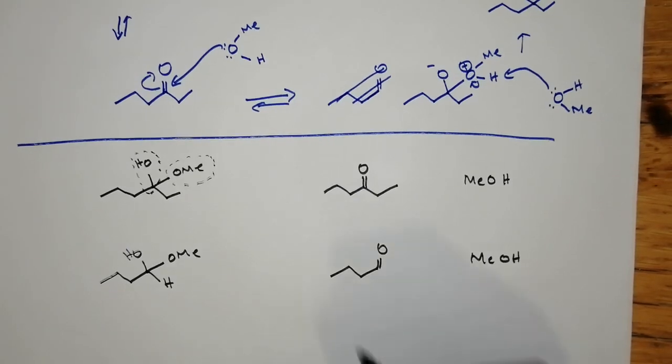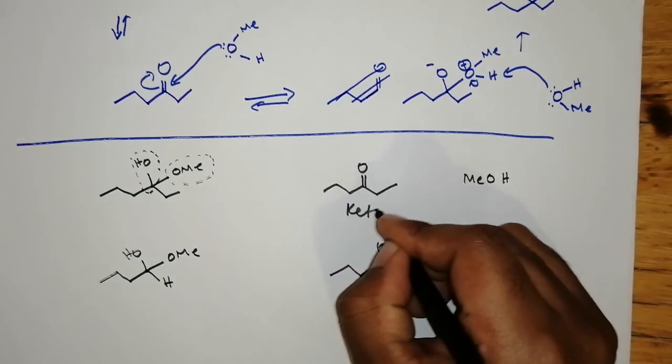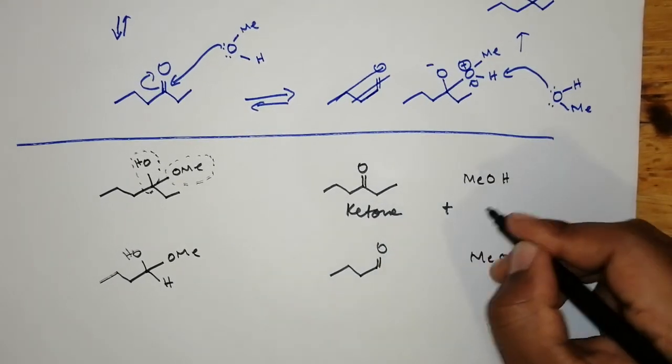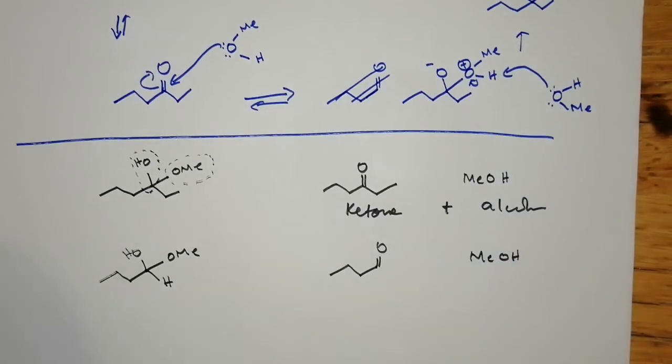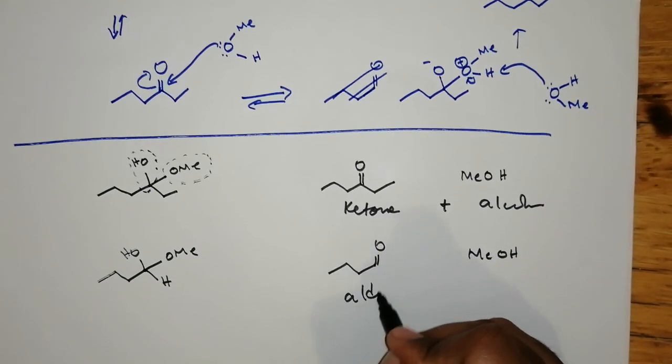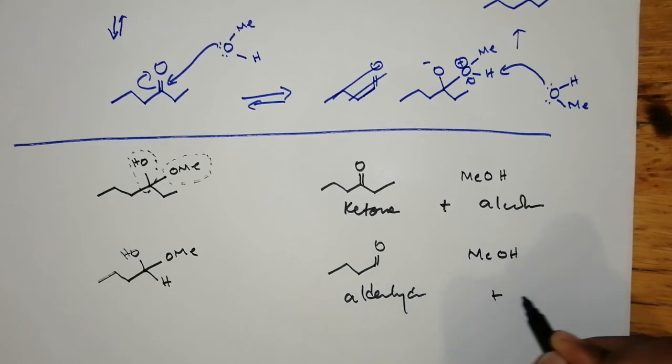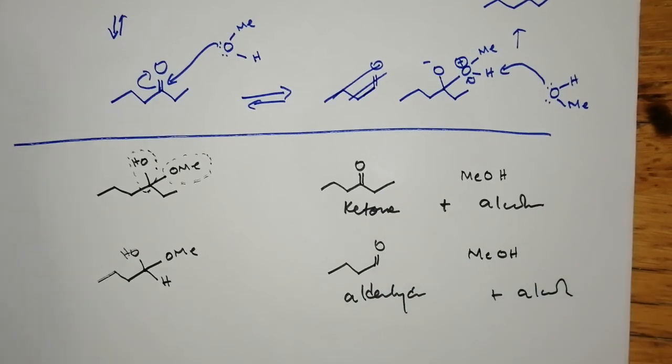So to form hemiacetals, we need ketones plus alcohol, so just take note of that, or aldehyde plus alcohol. Then you're going to form hemiacetals from there. All right, guys. This was nucleophilic addition to the carbonyl group.